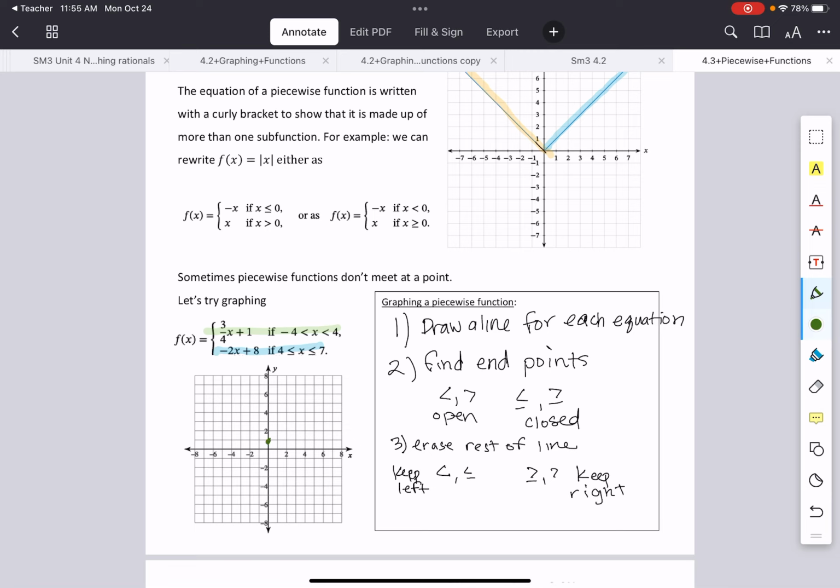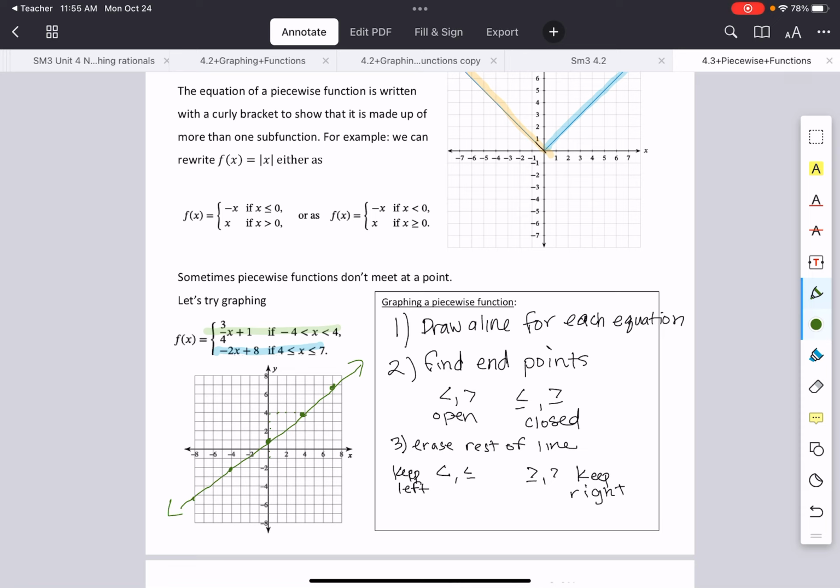Your slope is up 3/4. Your fraction tells you your rise over your run. Up 3/4. Up 3/4. Down 3/4. Down 3/4. I think I did that right. And then you're going to draw your line. Okay? So that was step 1 for this part of the function.